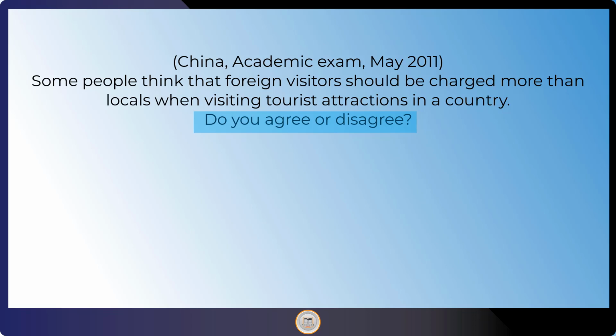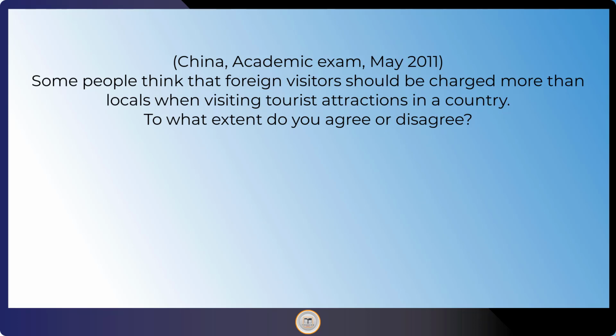Okay, now let's look at some different ways that the instruction words can be delivered. So here we have "do you agree or disagree." Now I'm not going to change the background section of the question at all. I'm only going to change the instructions part of the question. And you can see how this will change the way that we would need to respond to the essay.